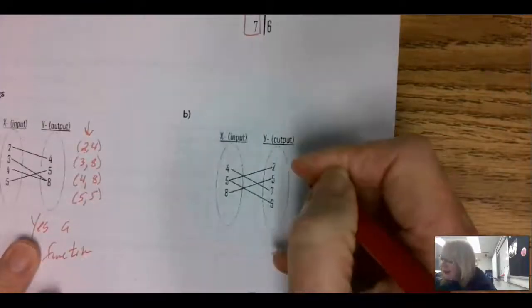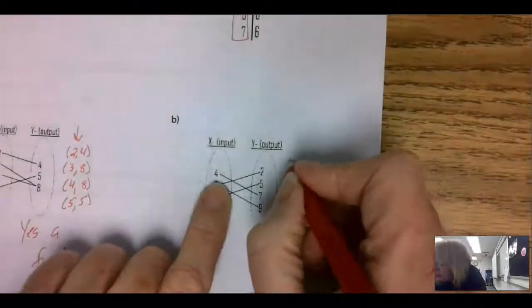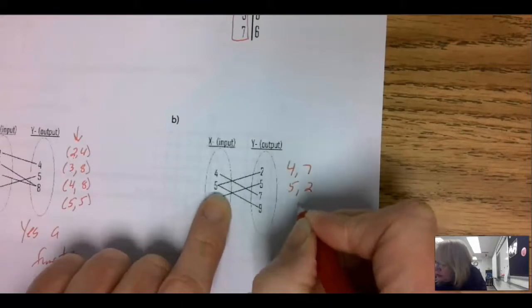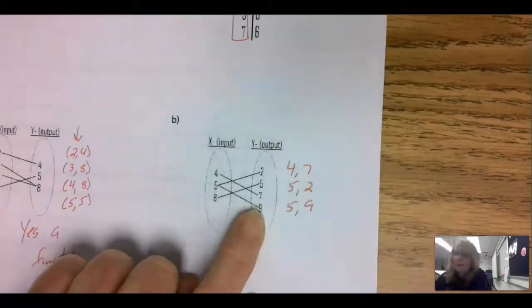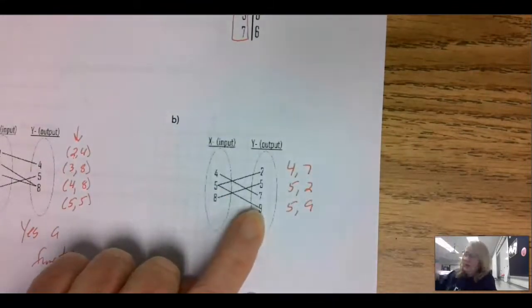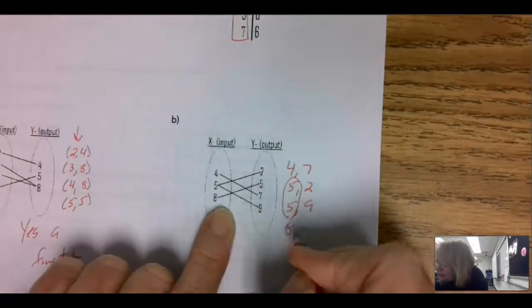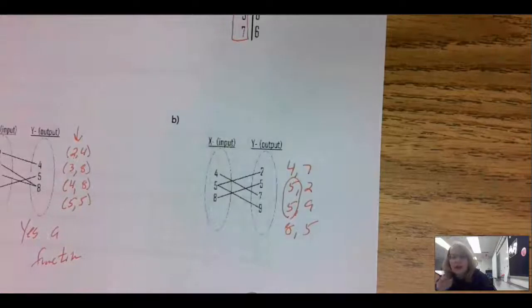Mine is not. I need to actually write out the ordered pair, so I'm going to do that again. 4 and 7, 5 and 2, 5 and 9. Bam! We're done. That's not a function, because look at that right there. Not a function. But I just have to finish it. Okay? Can't just sit there and not have them all written out.